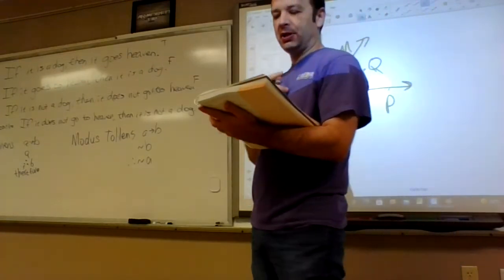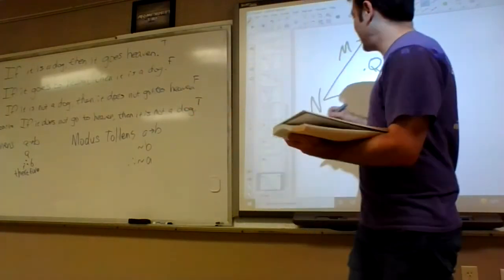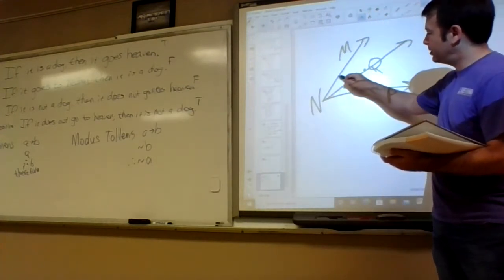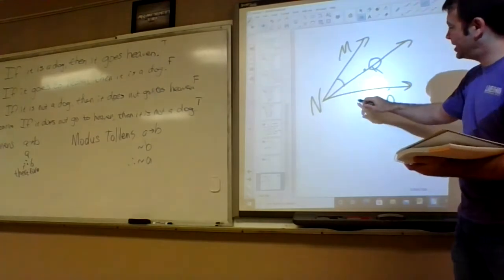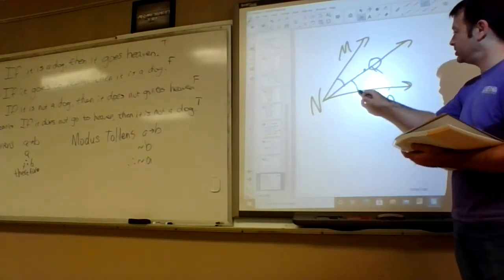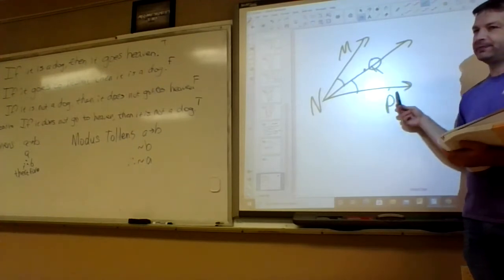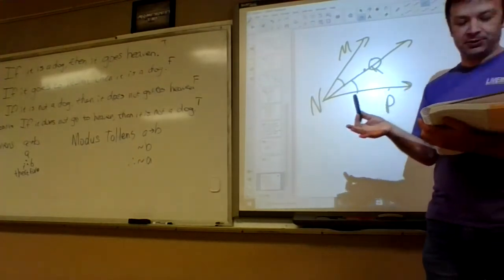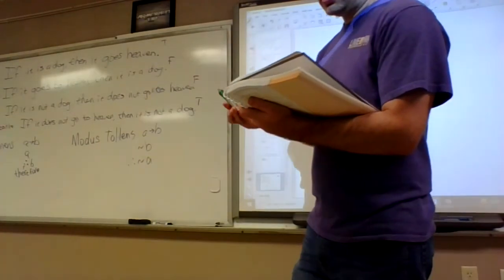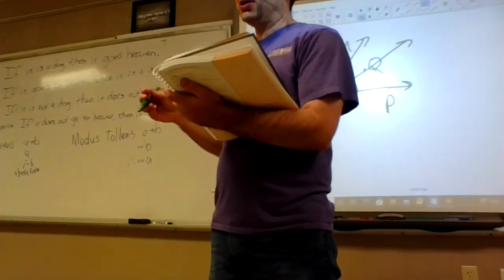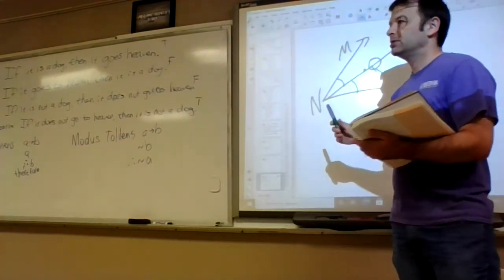If point Q lies in the interior of angle MNP, then angle MNQ plus angle QNP should equal what? Angle MNP. And that's what it says on the problem. So that's a true statement. Then it says point Q lies in the interior of angle MNP. So what do I know?